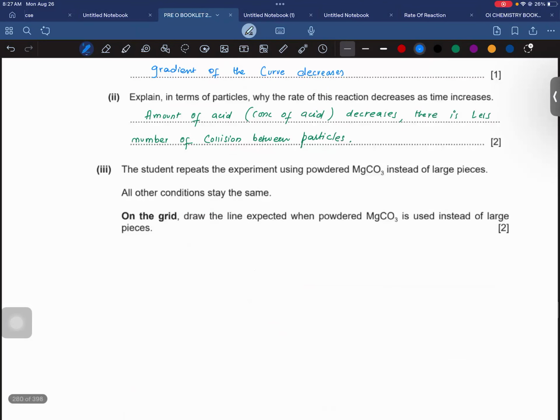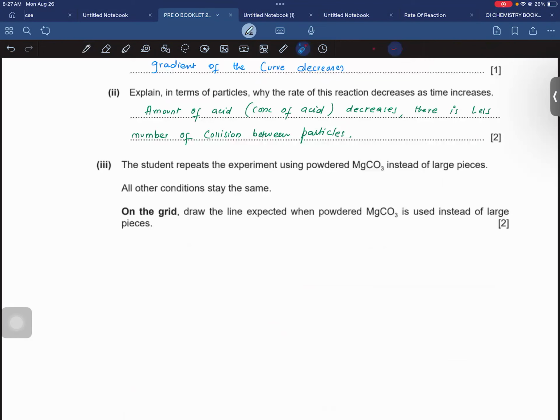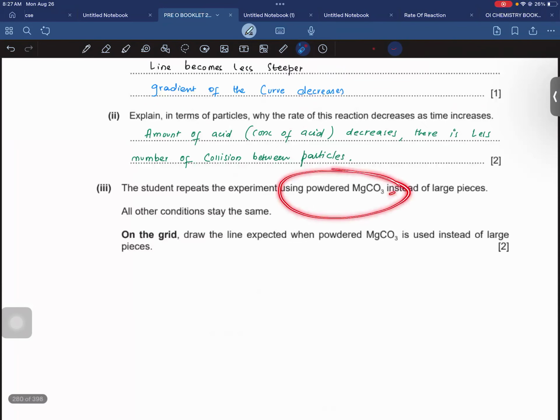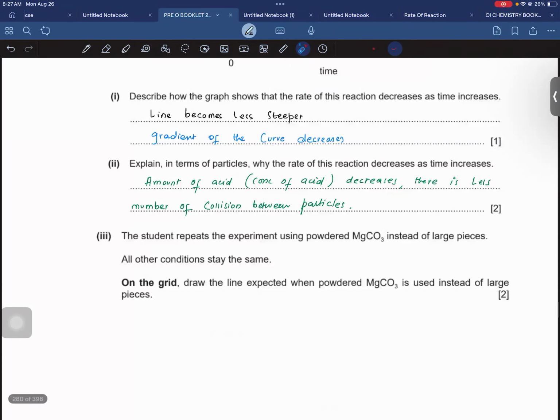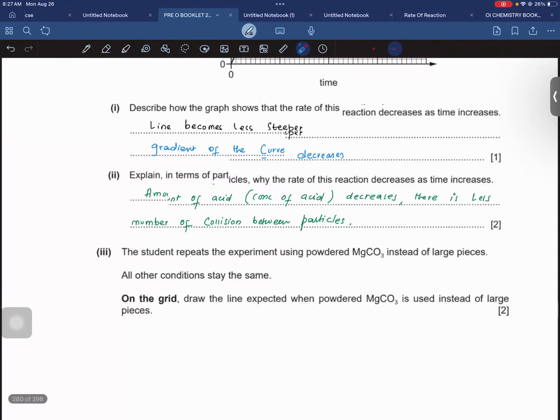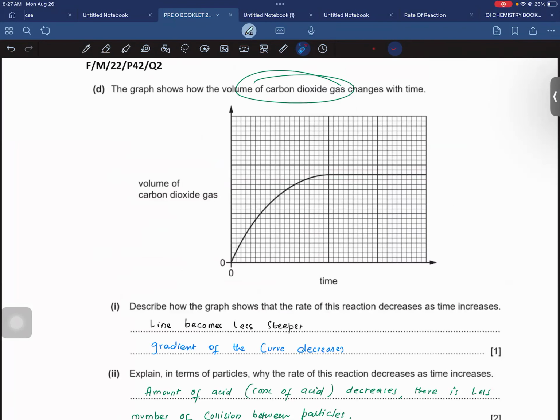The student repeats the experiment using powdered magnesium carbonate instead of the large pieces. All other conditions stay the same. On the grid, draw the line expected when powdered magnesium carbonate is used instead of large pieces. Can anyone tell me this? They are using powdered magnesium carbonate rather than the large pieces. So what would be the new line on the grid?